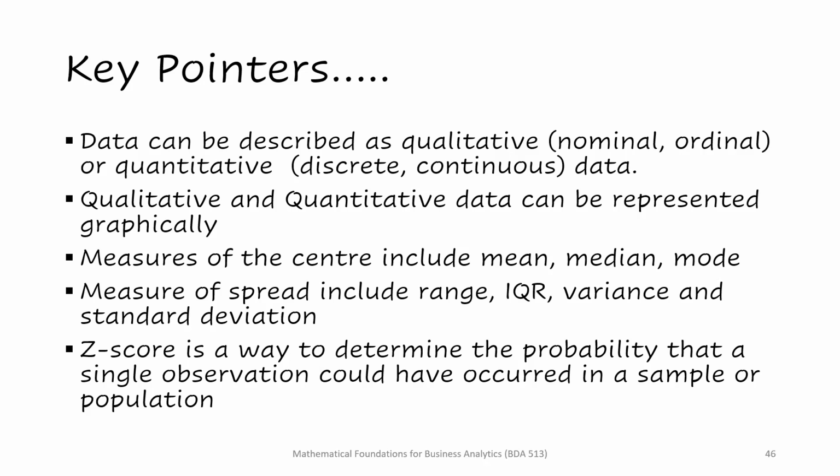For the measures of spread, we look at range, interquartile range, variance, and then the standard deviation. And then we use the z-score to determine the probability that a single observation could have occurred in a sample population. Okay.